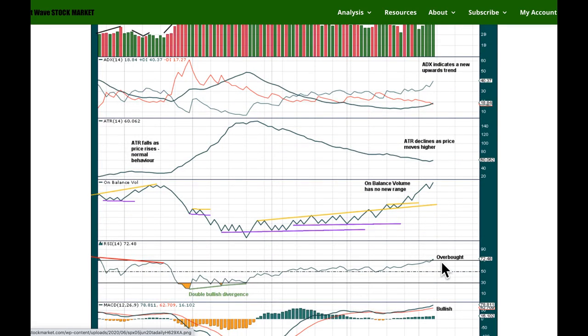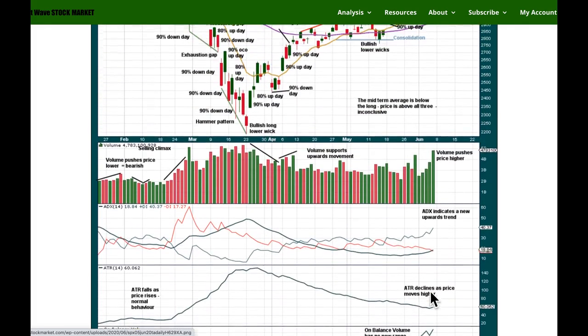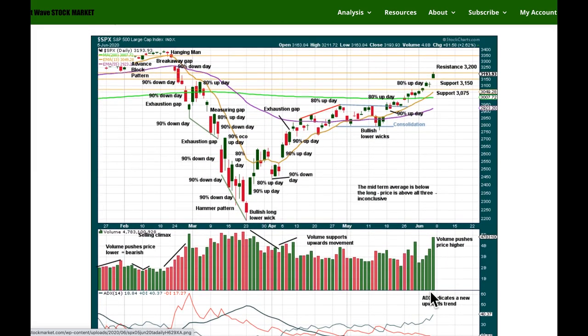RSI has reached into overbought, and so conditions are just now beginning to become extreme. MACD is fully bullish. Stochastics has been overbought for a while. But volume suggests we're going to get more upward movement before this upward movement is done.